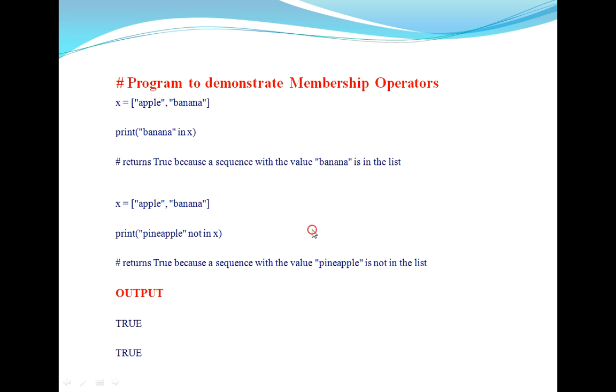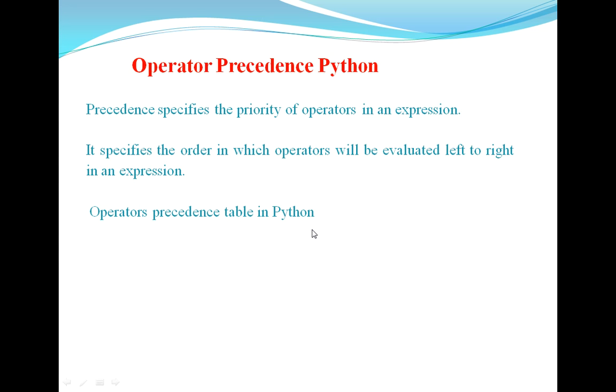Now we will discuss precedence of the operators. When you do maths, what do you do? In case you see the bracket, you first open the bracket, then you do the inner calculations. In the same way, we want to know how operators work, how precedence is given, which operator is given higher priority and which lower, or which will operate first and which second. So precedence specifies the priority of operators in an expression. It specifies the order in which the operators will be evaluated, left to right, in an expression.